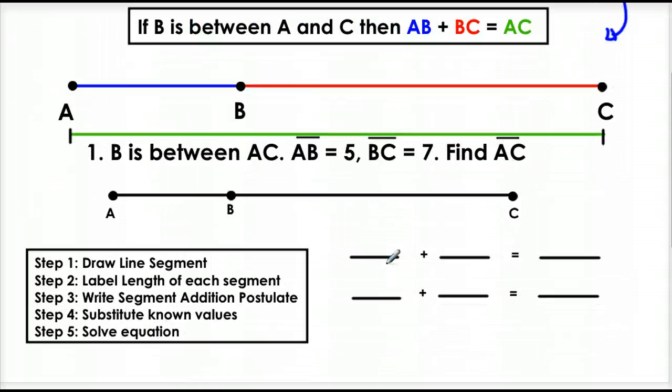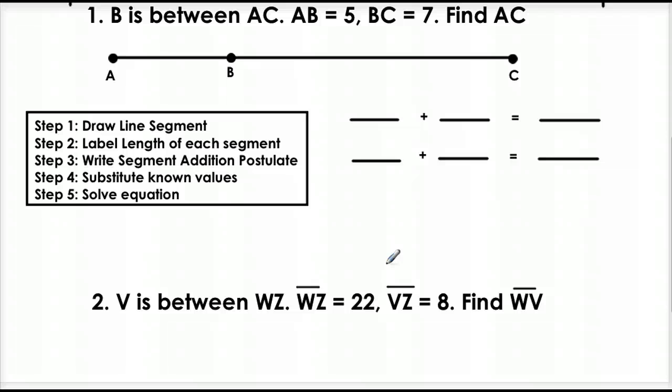So let's do a few practice problems on this and see how it goes. Number 1. B is between A and C. AB is equal to 5. Segment BC is equal to 7. Find line segment AC, the length of it.